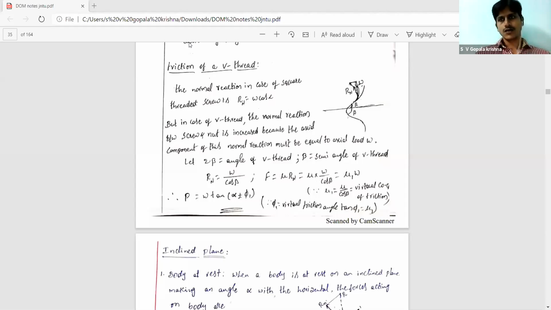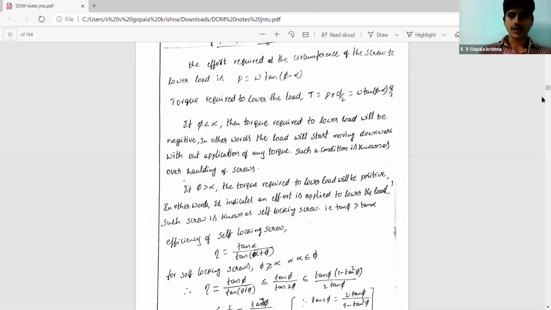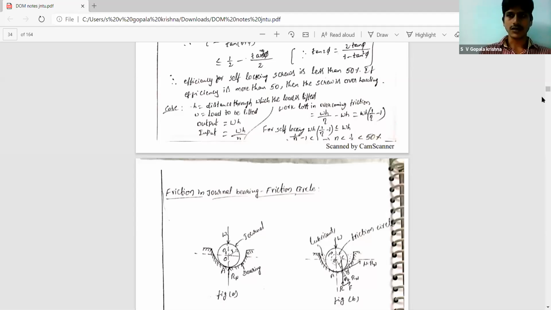Okay, good morning, dear students. Before starting today's lecture, let's rewind what we discussed in the earlier class. We solved a problem on screw jack efficiency and friction in journal bearing. All of you observe that friction in journal bearing was already covered in yesterday's class.